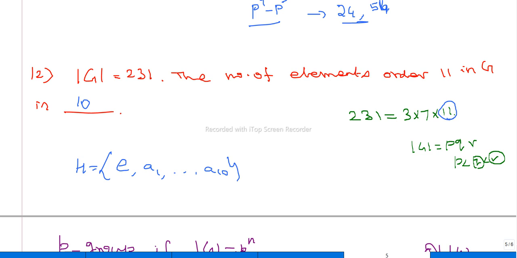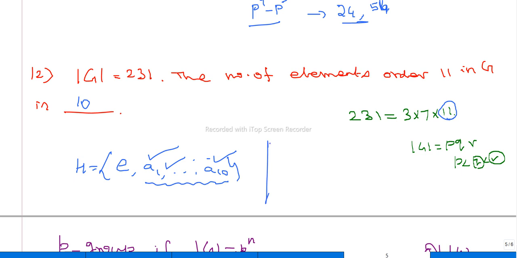The identity element never generates any non-trivial group, so the remaining 10 elements are the generators. And the theorem says the generator's order is the same as the group order. The group order we already know is 11. Therefore a1's order is 11, a2's order is 11, and up to a10 the order is 11. So you will get elements of order 11 only in this subgroup, not elsewhere.